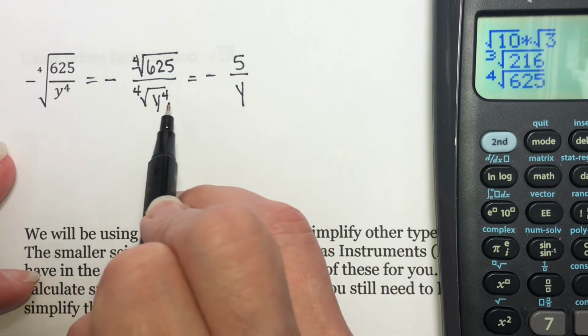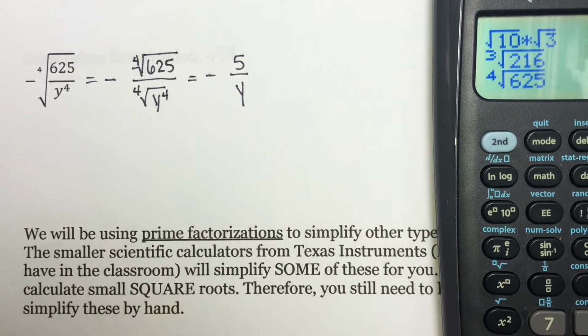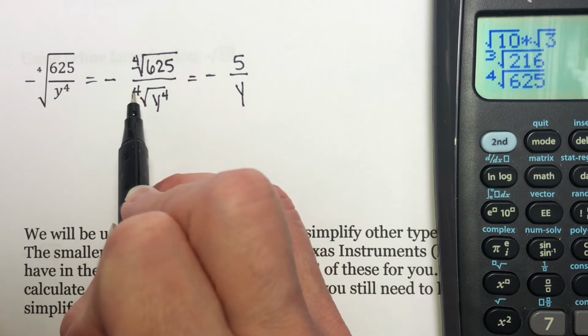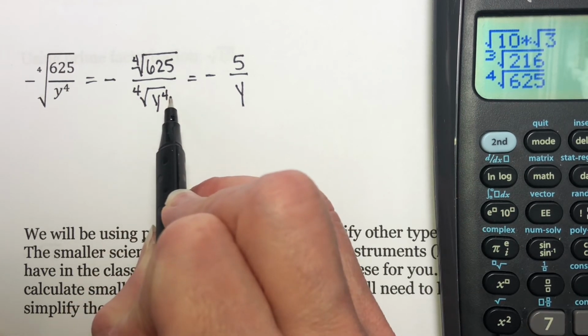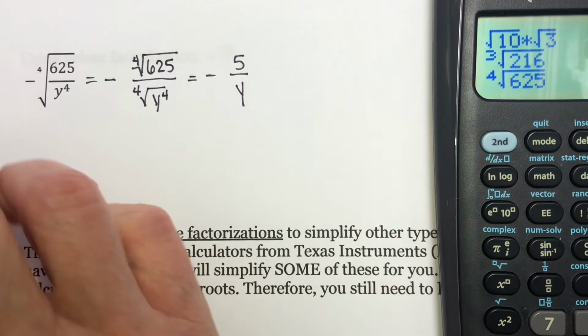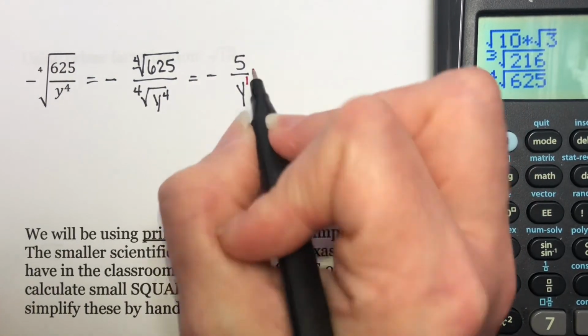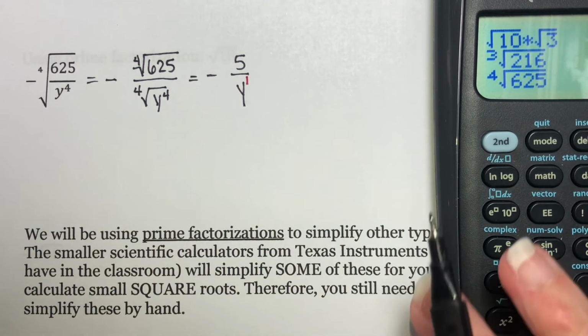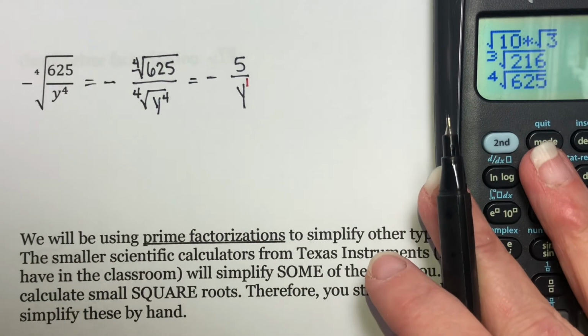Another way of thinking about this, and we'll be using this a lot more as we go on, is really you ask yourself, how many times does this divide into this? It goes in 1 time, so your exponent here is a 1. But normally, of course, we don't write the first power. So your answer would be negative 5 over y.